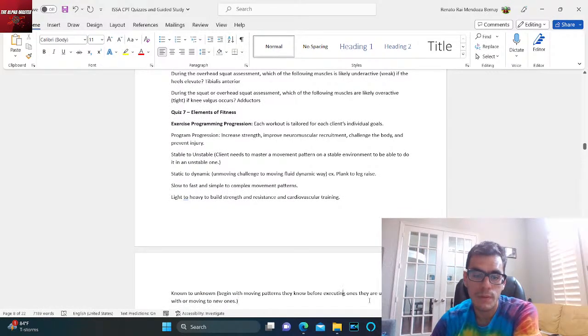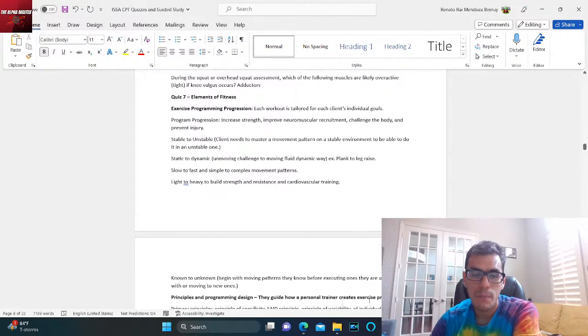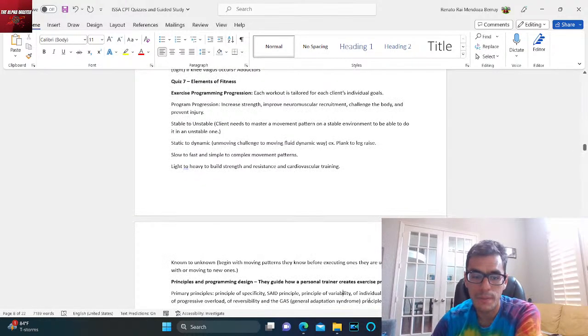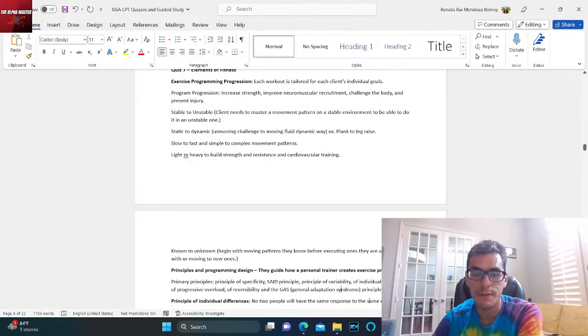Known to unknown: begin with movement patterns that they know before moving to new ones they are unfamiliar with. Principles of programming design guide how a personal trainer creates exercise programs. The primary principles are the principle of specificity, variability, individual differences, progressive overload, reversibility, and the GAS, general adaptation syndrome, principle.